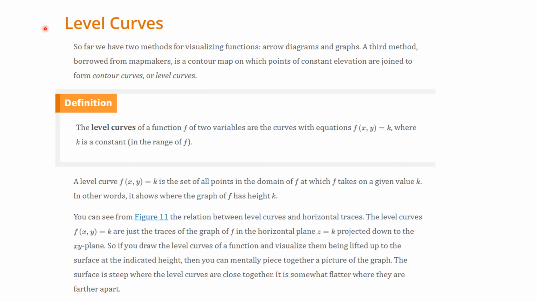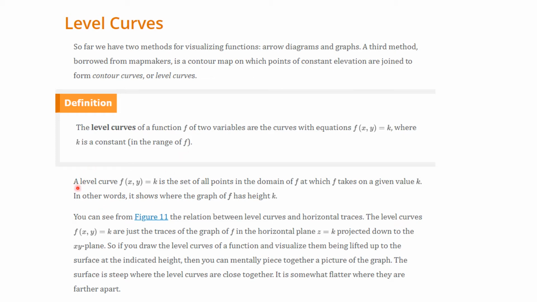Now we turn our attention to level curves. So far we have two methods for visualizing functions: arrow diagrams and graphs. A third method, borrowed from map makers, is a contour map on which the points of constant elevation are joined to form contour curves, also called level curves. The level curves of a function f of two variables are the curves with equations f of (x, y) equals k, where k is a constant in the range of f.